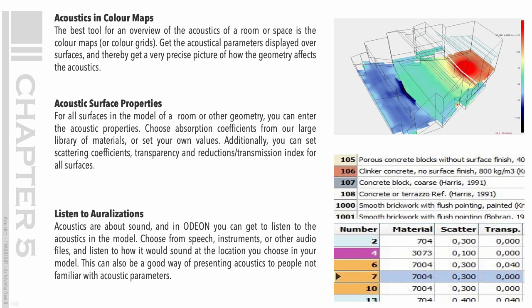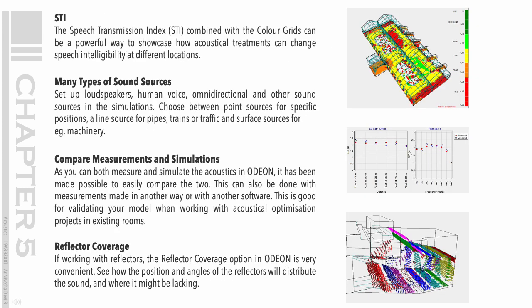Listen to auralizations. Acoustics are about sound, and in Odeon you can get to listen to the acoustics in the model. Choose from speech, instruments, or other audio files, and listen to how it would sound at the location you choose in your model. This can also be a good way of presenting acoustics to people not familiar with acoustic parameters. STI. The Speech Transmission Index, STI, combined with the color grids can be a powerful way to showcase how acoustical treatments can change speech intelligibility at different locations.